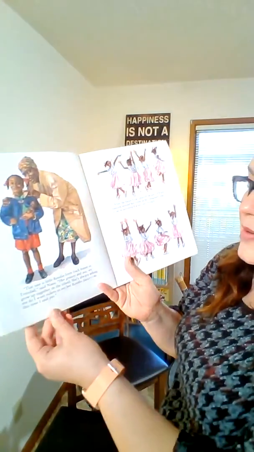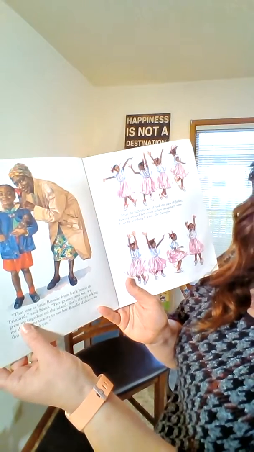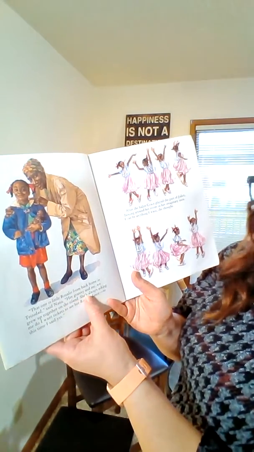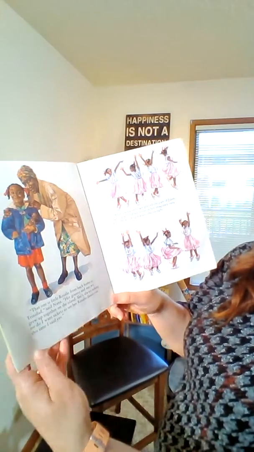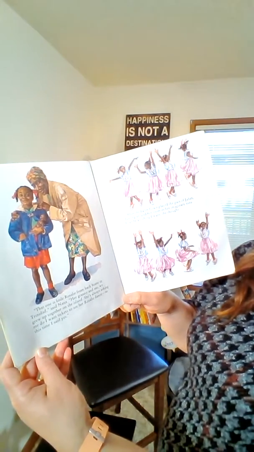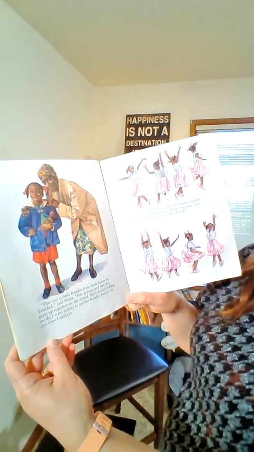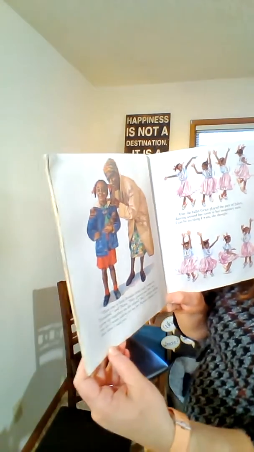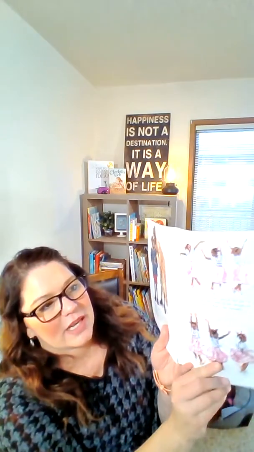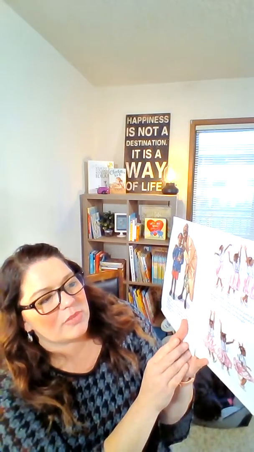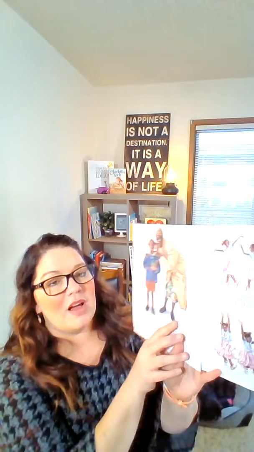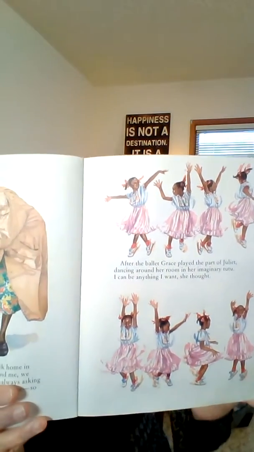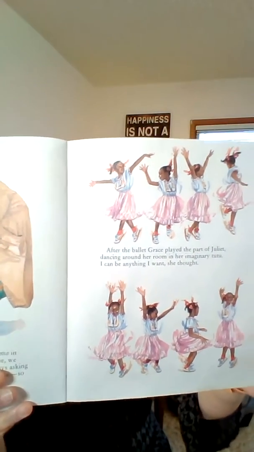"That one is little Rosalie from back home in Trinidad," said Nana. "Her granny and me, we grew up together on the island. She's always asking me, do I want tickets to see her Rosalie dance? So this time I said yes." After the ballet, Grace played the part of Juliet, dancing around the room in her imaginary tutu. "I can be anything I want," she thought.